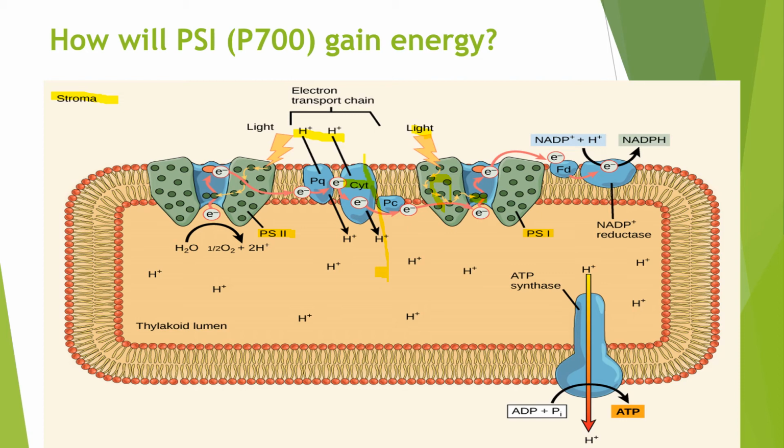And again, once there is oxidation, there's losing of electrons. So these high energy electrons will be produced, providing energy in order for the reduction of NADP positive to form NADPH.